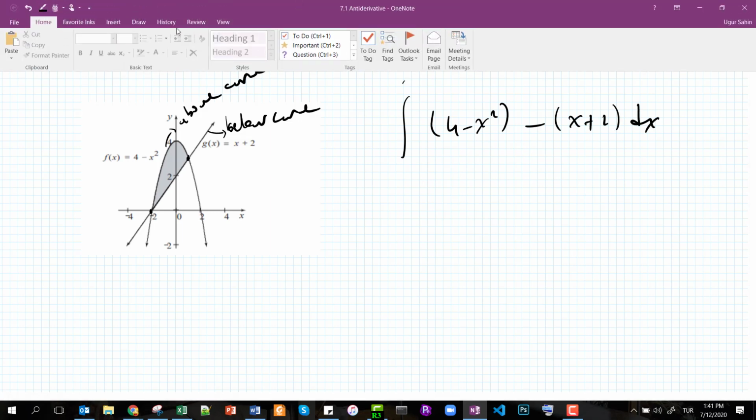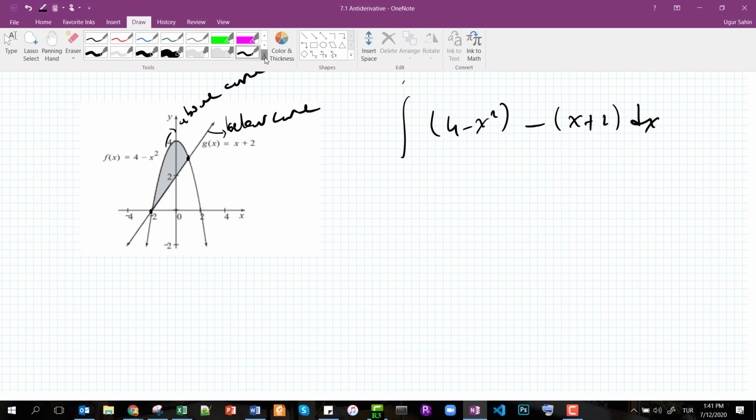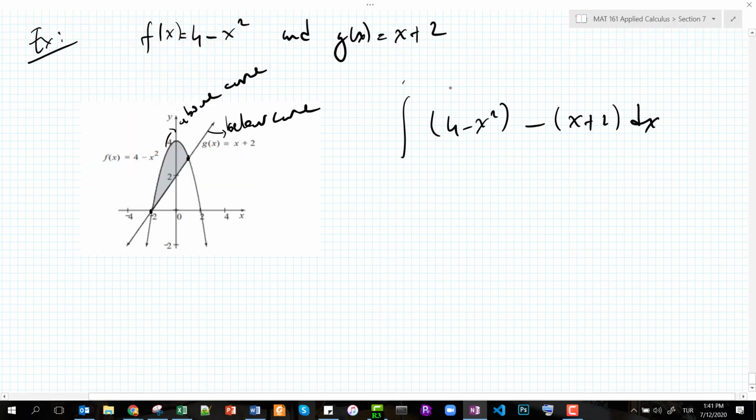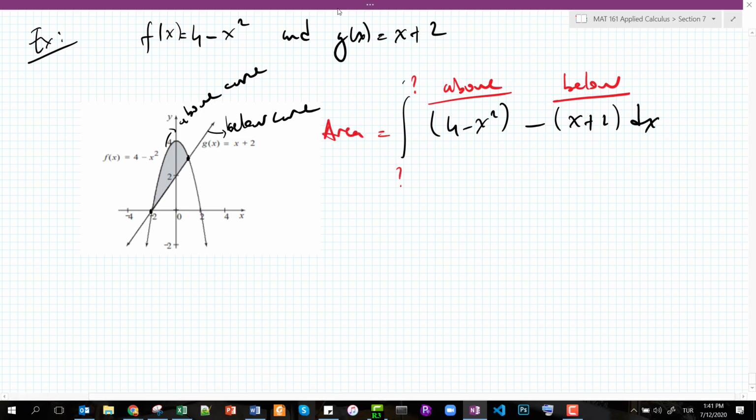Let me use my colored pencil. So this is the curve above. This is the curve below. That's how I do it. So I'm just going to subtract, and I'm going to take care of this integral. But as you see, I still don't know what these bounds are. That is another problem I need to figure out.